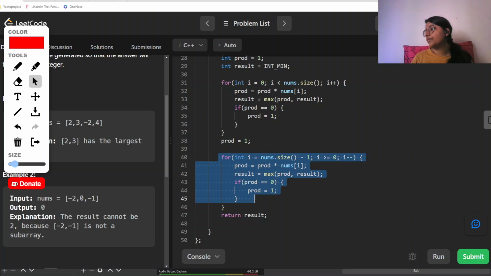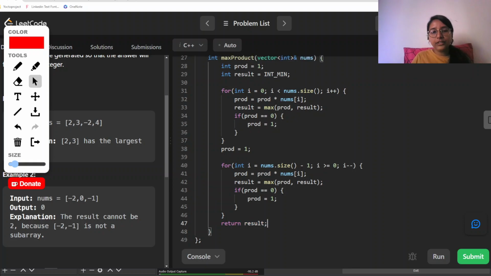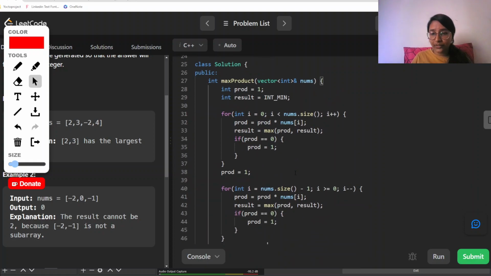Now in this portion, what I'm doing here is I'm going from the backward direction towards the forward direction so that at this point I'm able to figure out the subarrays having an even number of negatives. That would be captured from the backward towards the forward direction, and thus at the end we will be returning the result. So this is all which we are required to do in this particular question.